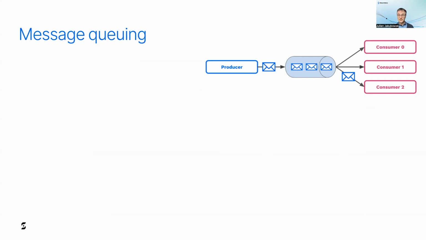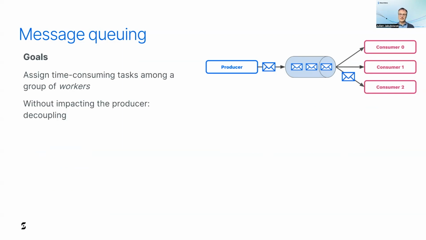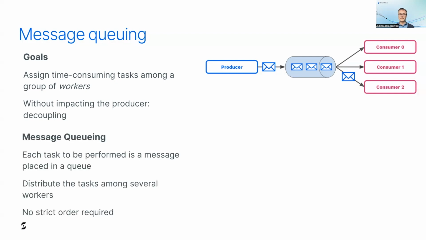Now let's talk about messaging. That's very different. Sometimes we need to assign time-consuming tasks to a group of workers. One producer service needs tasks to be performed by a consumer service that is a worker. These tasks can take some time to process, or the consumer service can be unavailable for a couple of minutes. And we don't want these events to impact the producer service. We need decoupling. To do that, you can set up a work queue, and this queue contains the messages from the producers, and each of these messages is a task to be performed by consumers.